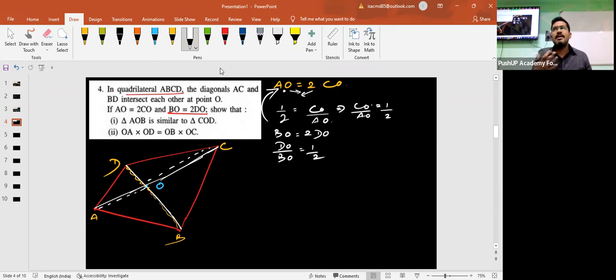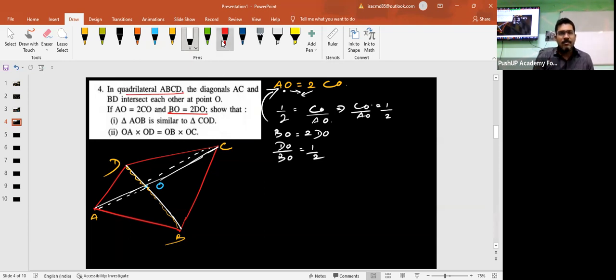Now, children, there must be some purpose behind giving this data, isn't it? For no reason, they are not going to mention such important correlation between AO, CO and BO, DO. There must be some purpose behind it. Let's figure out what is that purpose. Always the data given to us in this chapter will have the same purpose. That is proving similarity between 2 triangles. Once we show similarity between 2 triangles, you can get the desired results.